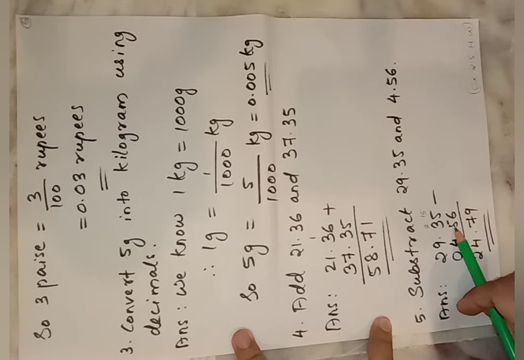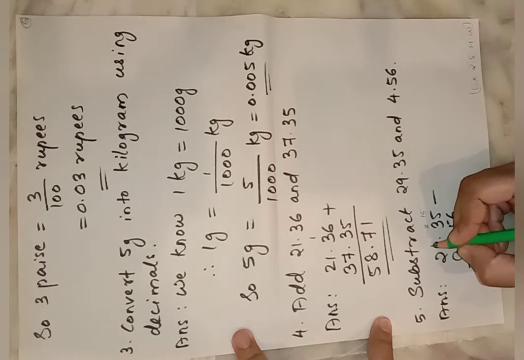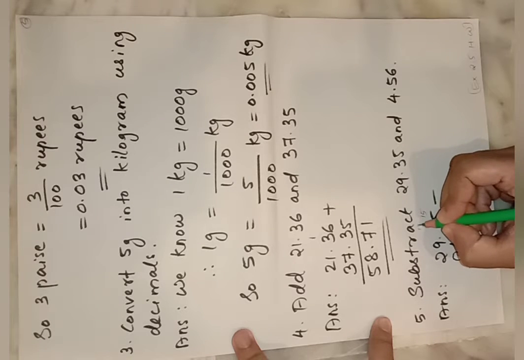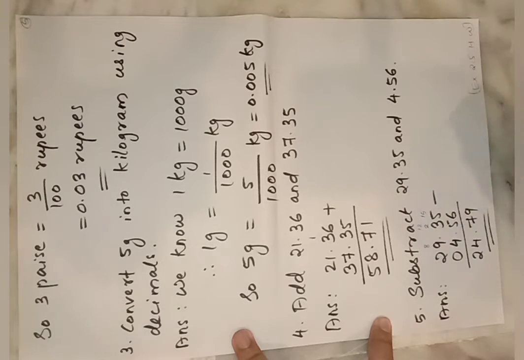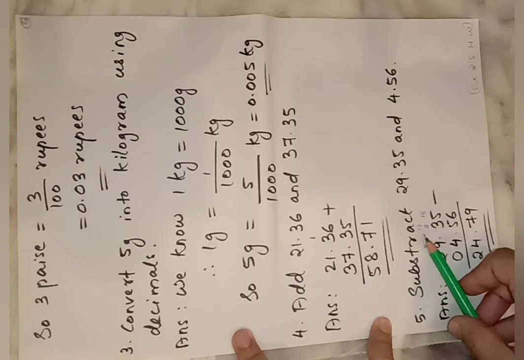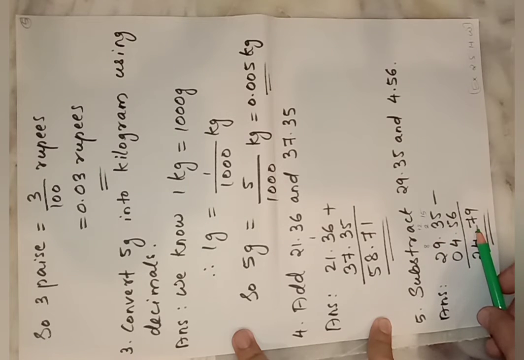Now 2 minus 5 you can't do. So you have to borrow 1 from here. So this will become 12 and this will become 8. So 12 minus 5 is 7. Now you can put the decimal point. Now 8 minus 4 is 4. 2 minus 0 is 2. So the answer is 24.79.